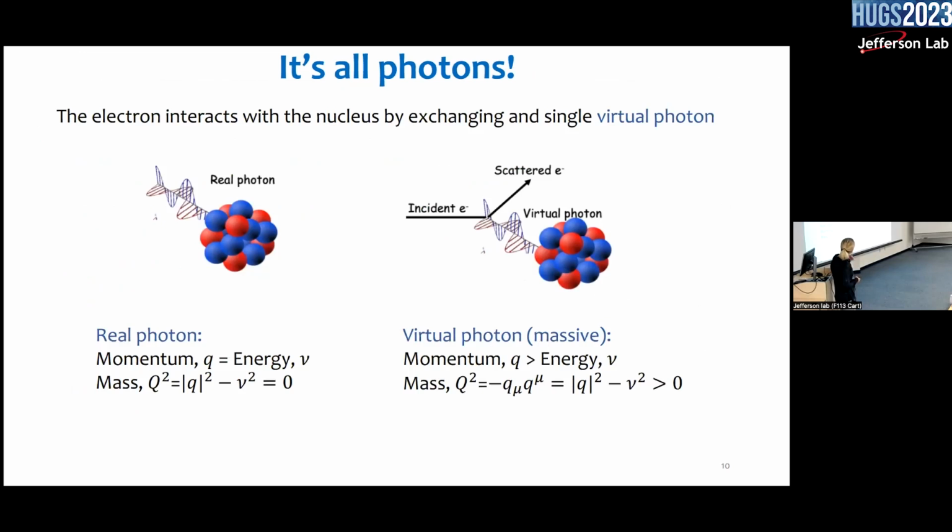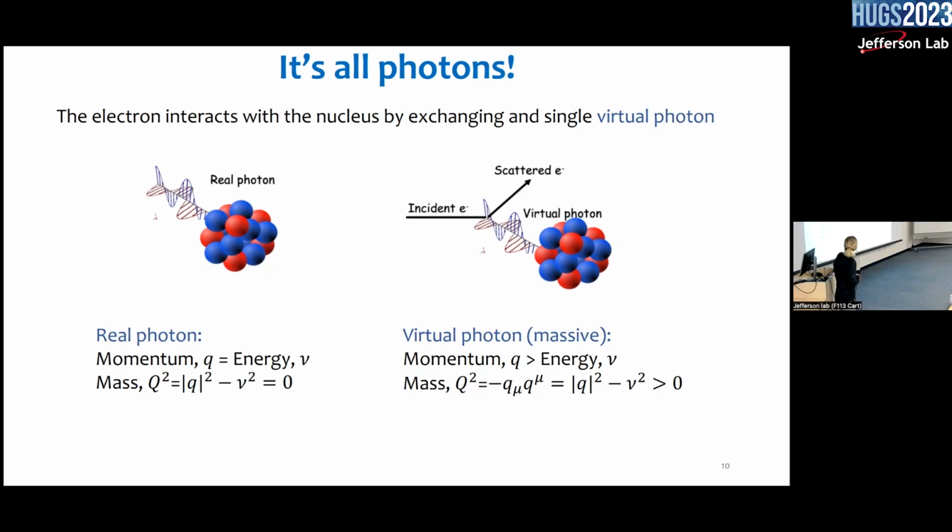So the underlying premise with electron scattering is that it's really just all photons. The electron interacts with the nucleus by exchanging a single virtual photon. You can have a real photon, for example, that can excite something in the nucleus and it de-excites and we can see what comes out. Or you can have your incident electron, which emits this virtual photon, and that can interact with the nucleon that you're concerned about. I should pause here and say that if there are any questions while I'm talking, just raise your hand. We'll try to cover them along the way.